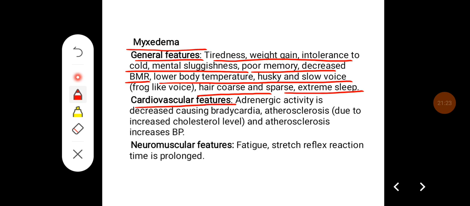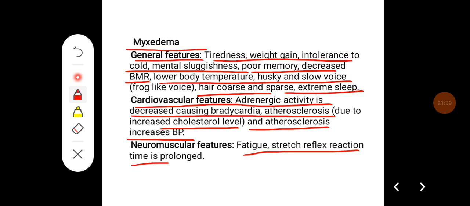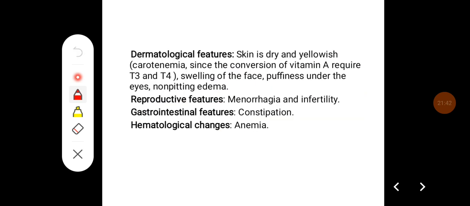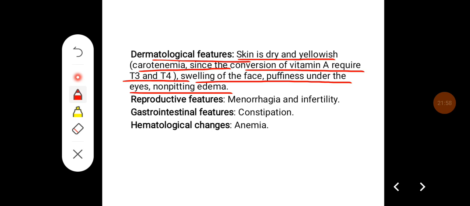Some of the cardiovascular disturbances are that adrenergic activity is decreased, causing bradycardia, and atherosclerosis due to increased cholesterol levels, and atherosclerosis increases the blood pressure. Some of the neuromuscular features are fatigue and prolonged stretch reflex reaction time. Some dermatological features: skin becomes dry, yellowish, that is keratonemia, occurs since conversion of vitamin A requires T3 and T4. There will be swelling of the face, puffiness under the eyes, and non-pitting type of edema.